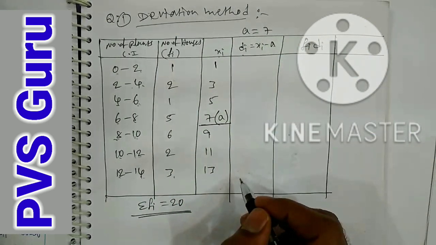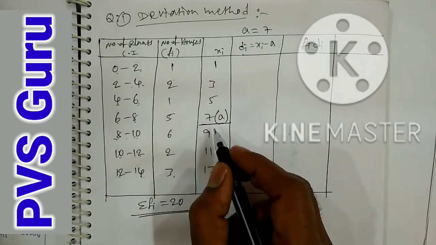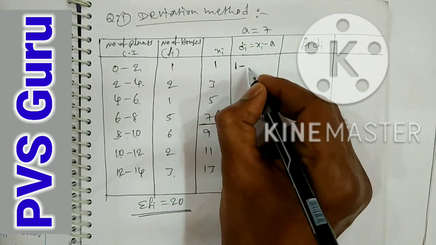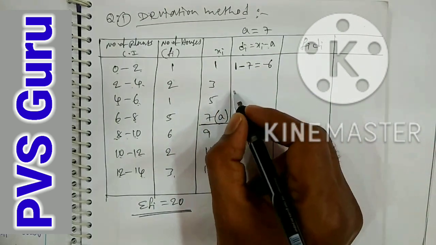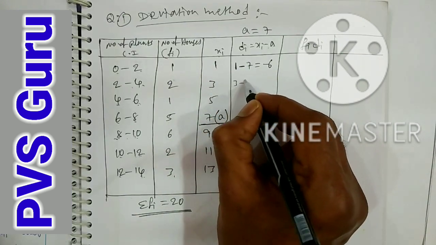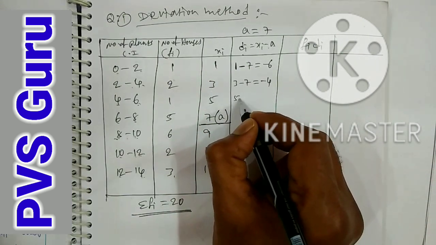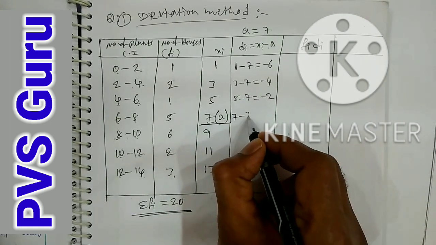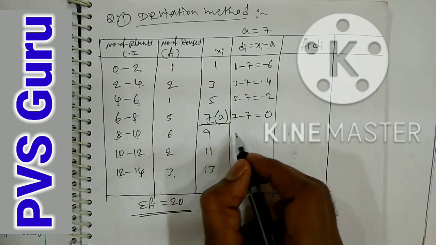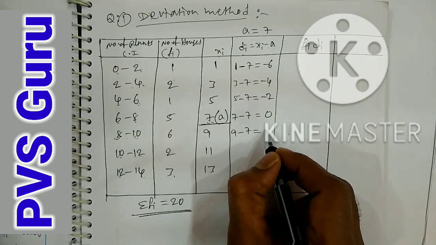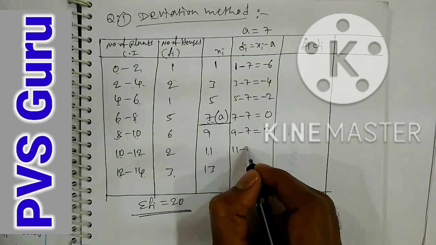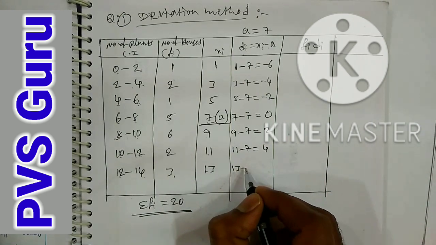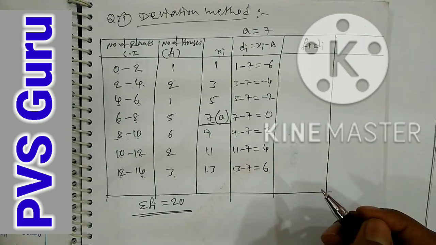So A is equal to 7, which we have taken. Now calculate di, which is xi minus A. The xi value 1 minus the A value 7 is minus 6. Now xi value 3 minus 7 is minus 4. 5 minus 7 is minus 2. Here xi value is 7 and A value is also 7, that's why it is 0. Now xi value 9 minus 7 is 2. 11 minus 7 is 4. 13 minus 7 is equal to 6.